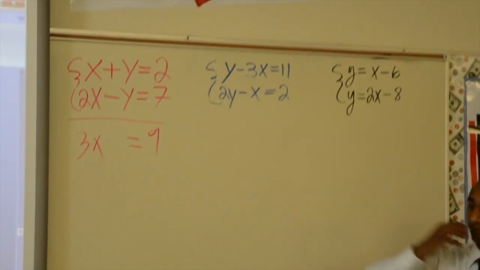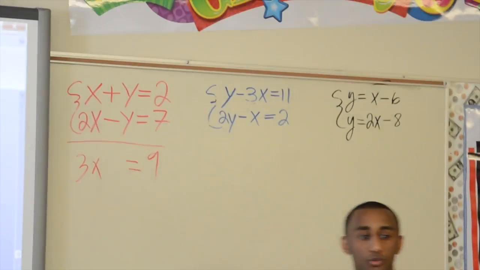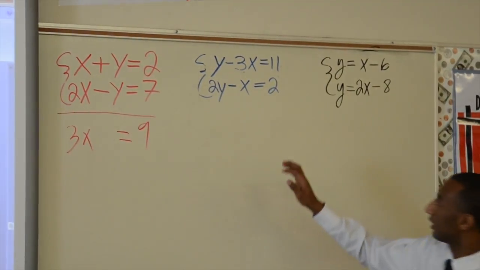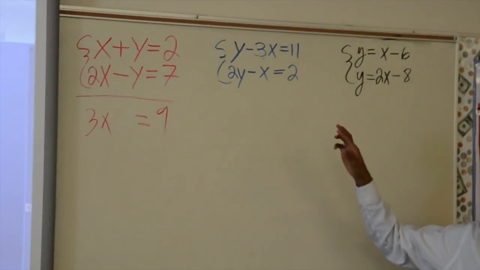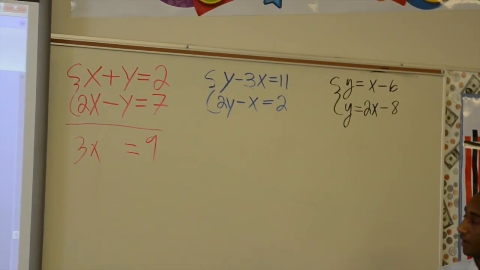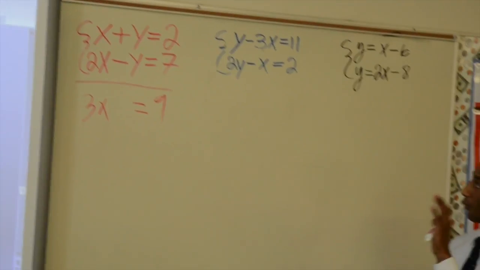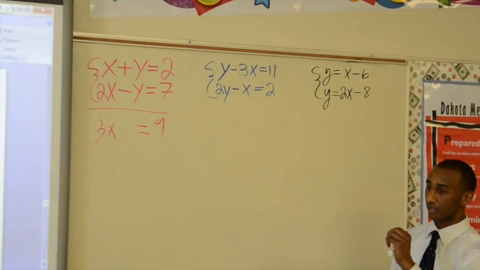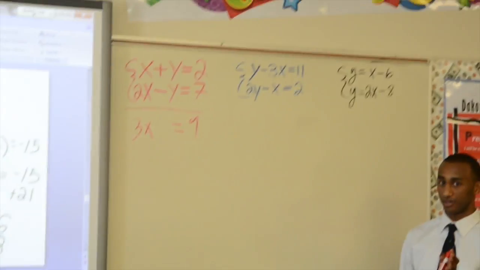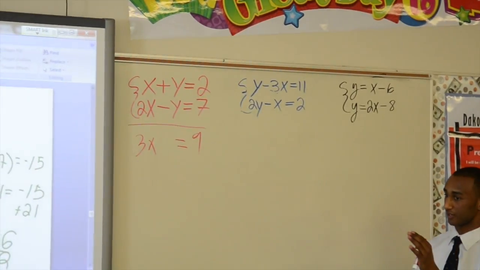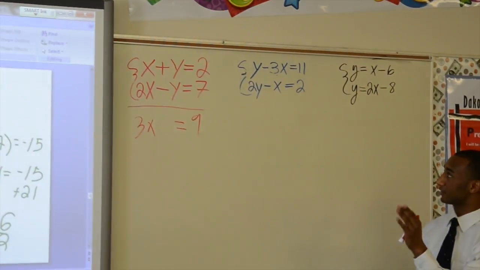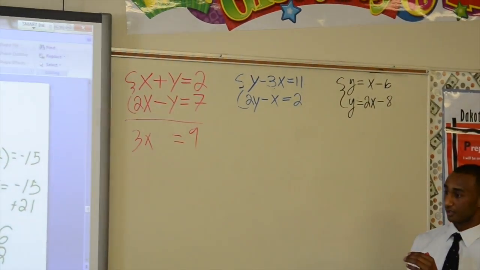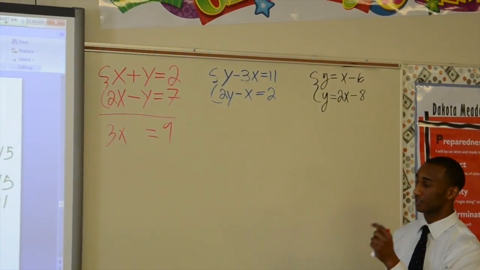Now the second system. I want you to write it on a piece of paper. If you can't read it, I'll read it for you. Are you ready? Are you writing it down? The first equation is y minus 3x is equal to 11, and the second equation is 2y minus x is equal to 2.